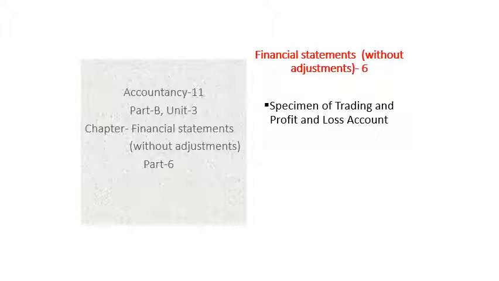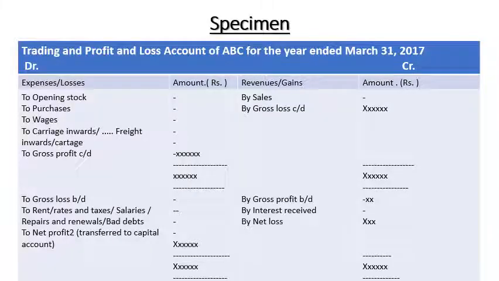Earlier I informed you regarding the different items belonging to the trading and profit and loss account. Today I will tell you the disclosure of the specimen as well as the details of the closing entry. Now you may see this is the specimen of the trading and profit and loss account. You may say this is an account.